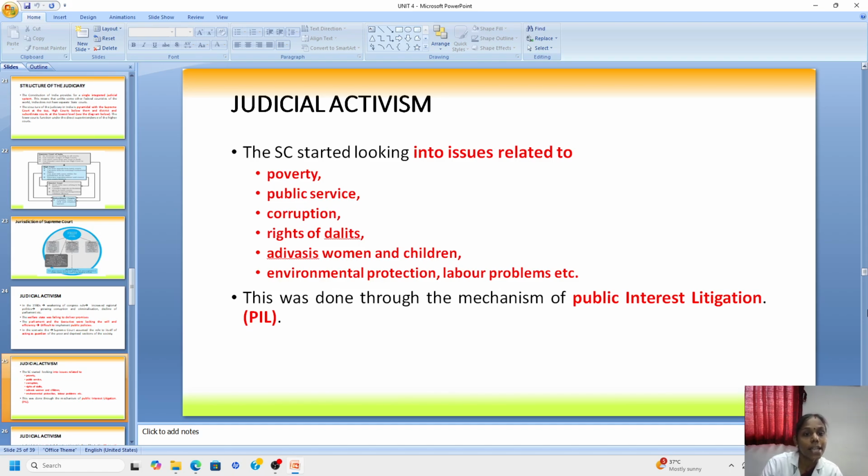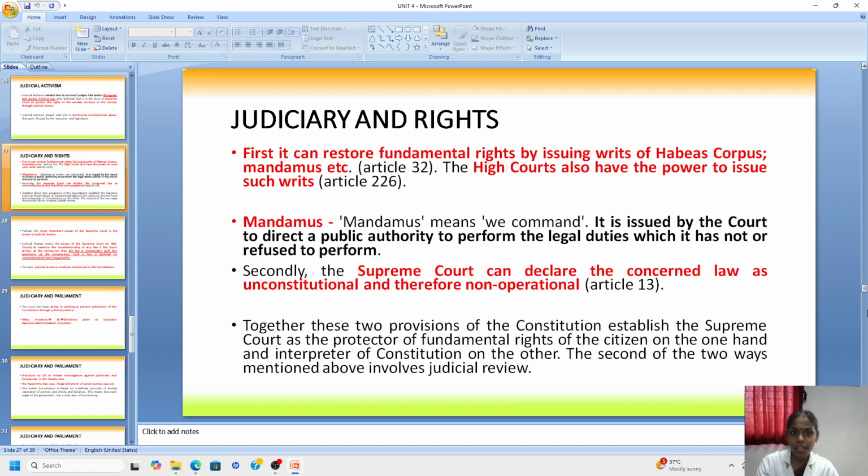Judicial activism. The SC started looking into issues related to poverty, public service, corruption, rights of Dalits, Adivasis, women and children, environmental protection, labor problems, etc. This was done through the mechanism of public interest litigation. Next, judiciary and rights. First, it can restore fundamental rights by issuing writs of habeas corpus, mandamus, etc. The high courts also have the power to issue such writs.